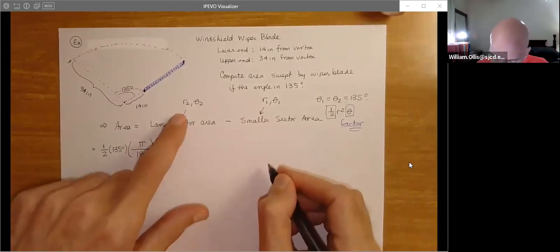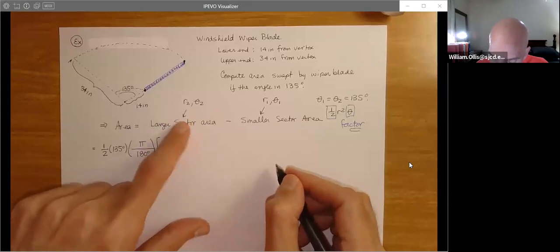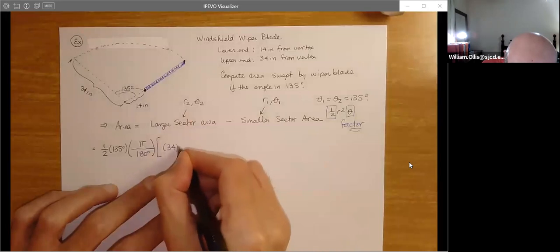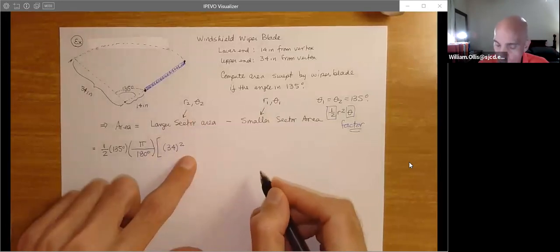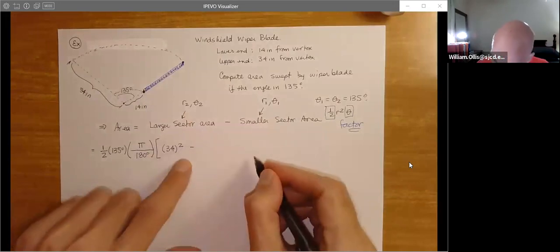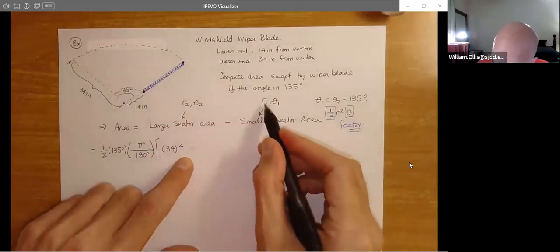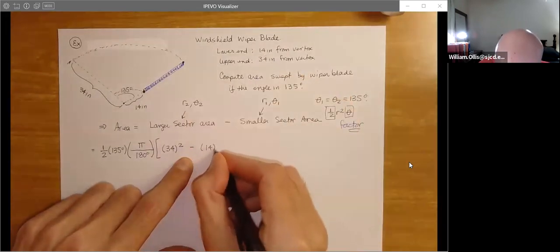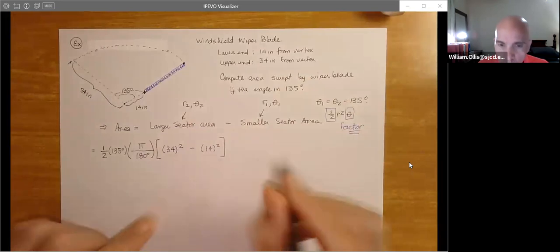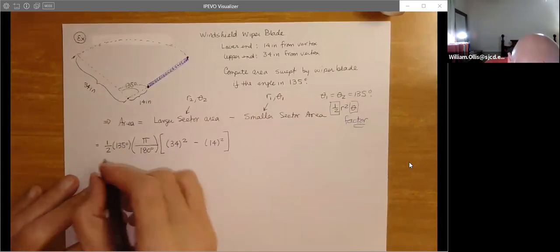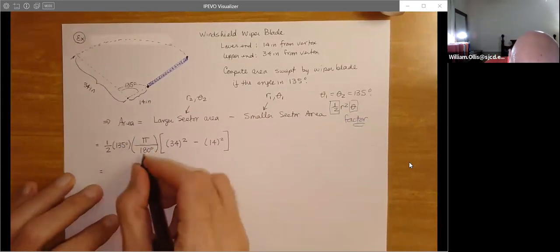And then of course we get the larger radius in this case, which is 34 squared. So this is like the last one, but a little bit more complicated in the algebra. We're going to get a difference of 2 squares. And then of course, R1 in this case is 14. So now what we're seeing is that we can approach this problem by taking the difference of the 2 sector areas. So now we can go ahead and break this down.